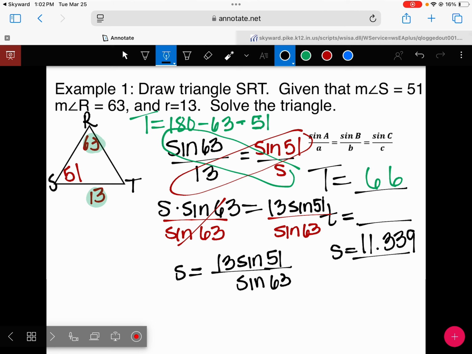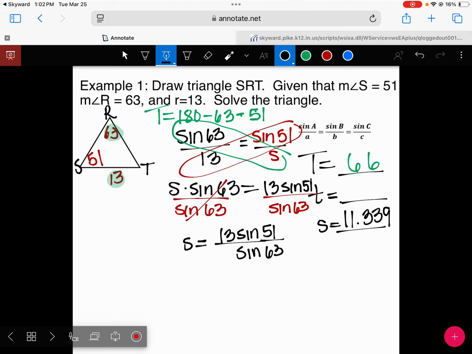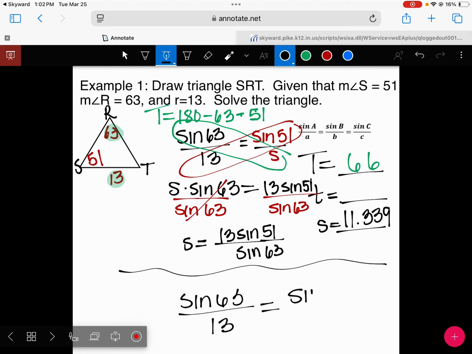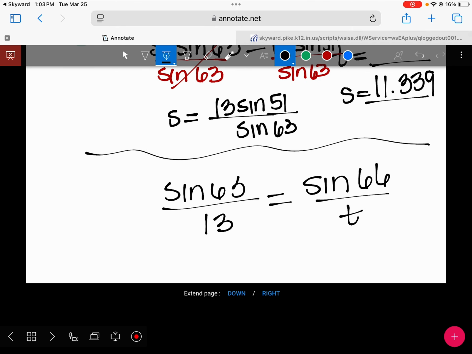So now to find little t, I have to do something very similar. I'm going to keep with big R, little r. But now that you know little s, you could technically use big S, little s in your proportion. But I like to stick with what I know. So I'm going to stick with big R, sine of 63 over little r, and that's going to equal the sine of angle T, which we figured out is 66, over little t. Go ahead and cross multiply and solve that for little t.